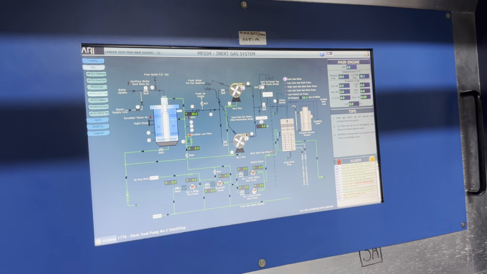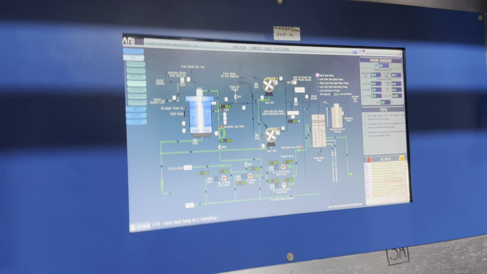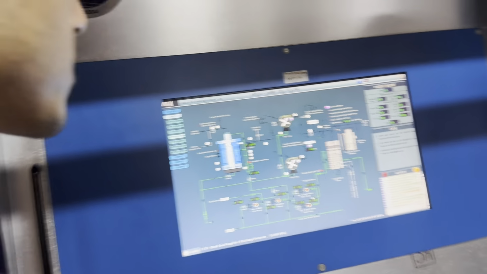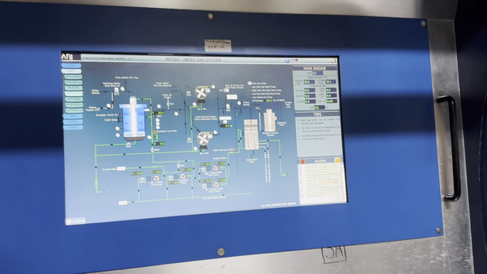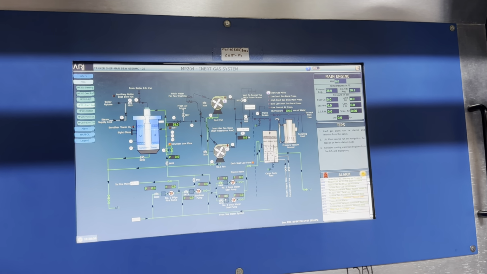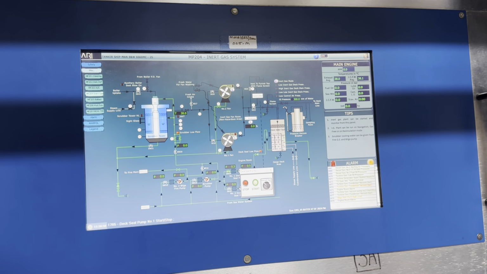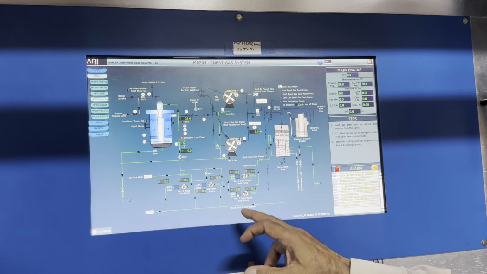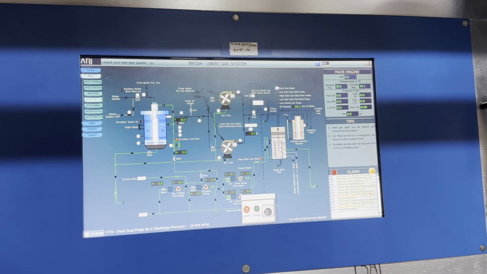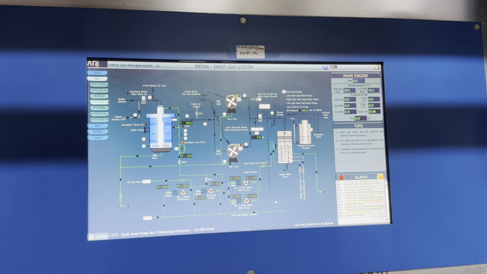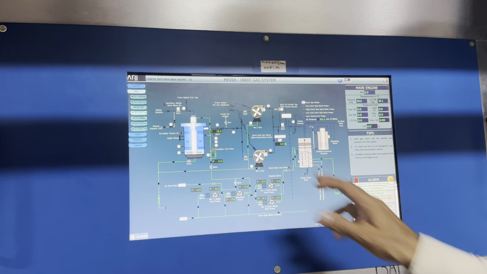Start. Somebody else. Anybody else? Yes. Open. One pump, they start. Okay, put this one, put to auto. Okay? So the deck seal pump is running.